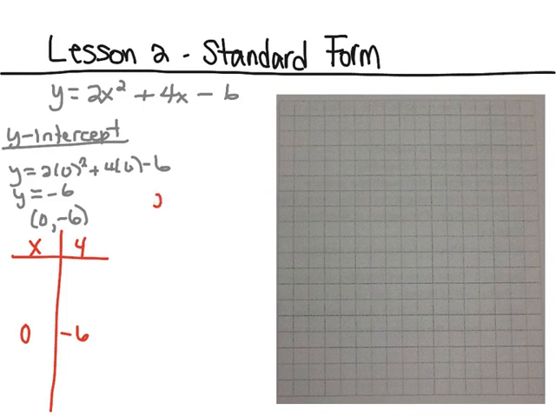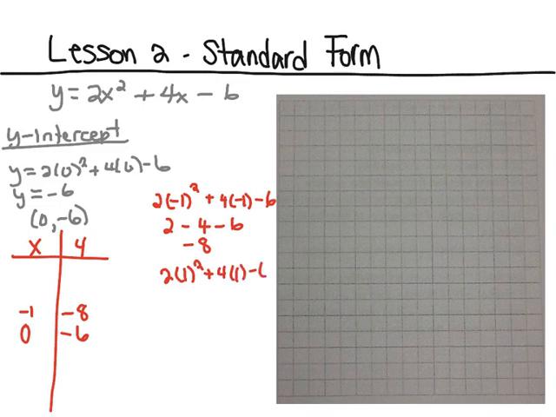So if we plug in a negative 1, so negative 1 squared is 1, times 2 is 2. 4 times negative 1 is minus 4, minus 6. 2 minus 4 is negative 2. Minus 6 is negative 8. Let's do 1. So 2 times 1 is 2, plus 4 times 1 is 4, minus 6. So this one will equal 0.